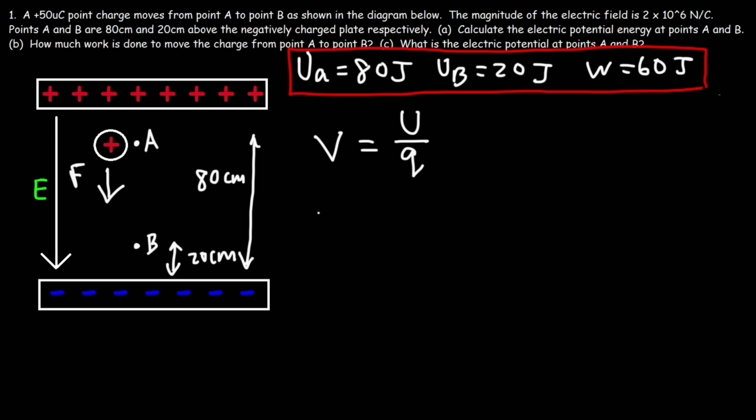So if we wish to calculate the electric potential at point A, it's going to be the electric potential energy, which is 80 joules, divided by the charge. And the magnitude of the charge is 50 microcoulombs, or 50 times 10 to negative 6 coulombs.